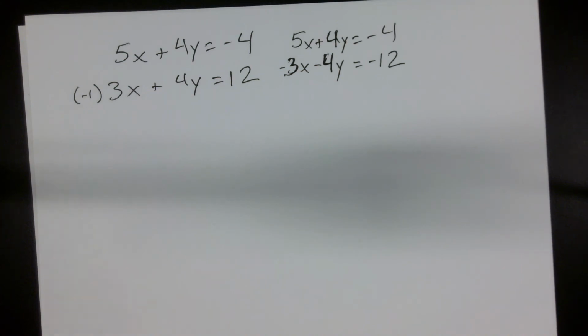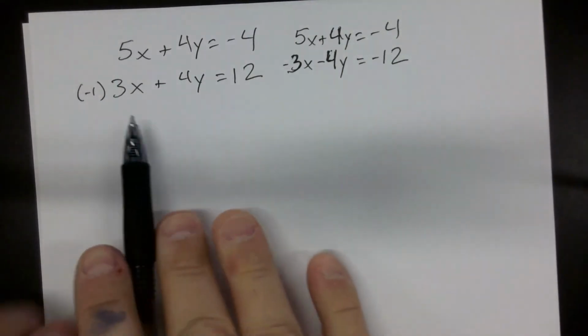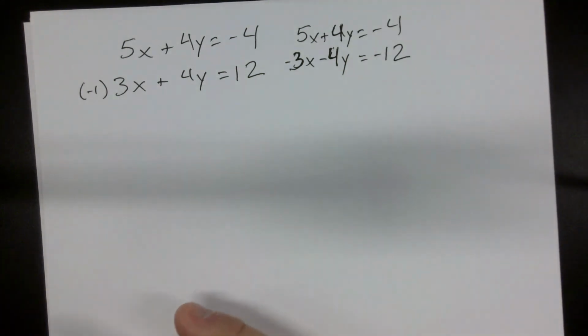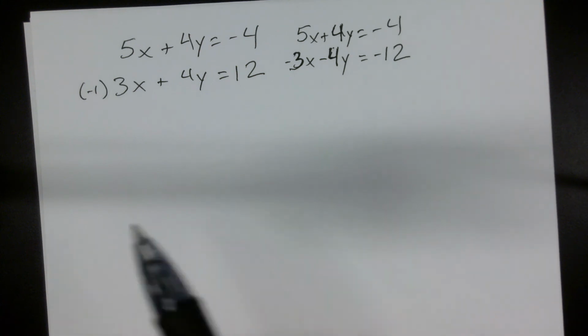Okay, hopefully everyone multiplied the bottom equation by negative 1. Now, could you multiply the top equation by negative 1 instead of the bottom? Yeah, and it would still give you the same answer. I always do the bottom one. I don't know why, I just do. Okay?